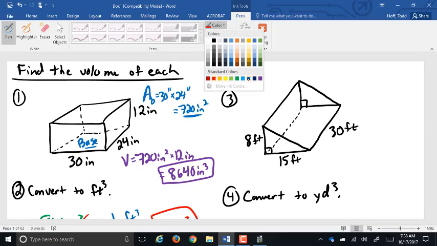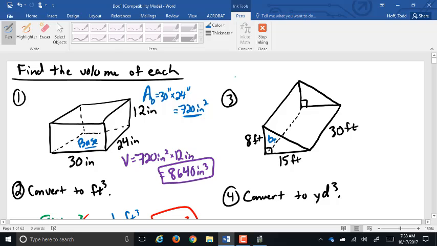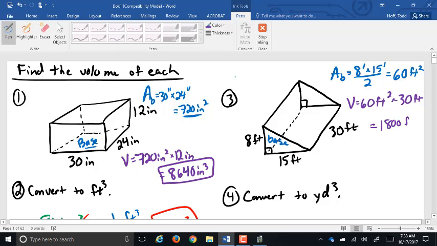Over here, number 3, the base is not the bottom anymore. The base is the triangle. Remember we said that a volume is created by taking a shape and moving it in a perpendicular direction. That triangle is the shape that is moved to create this solid object. So the area of that base is going to be 8 feet by 15 feet divided by 2 because it's a triangle. So 60 square feet. So then the volume will be 60 square feet times the 30 feet of length, otherwise known as 1,800 cubic feet.